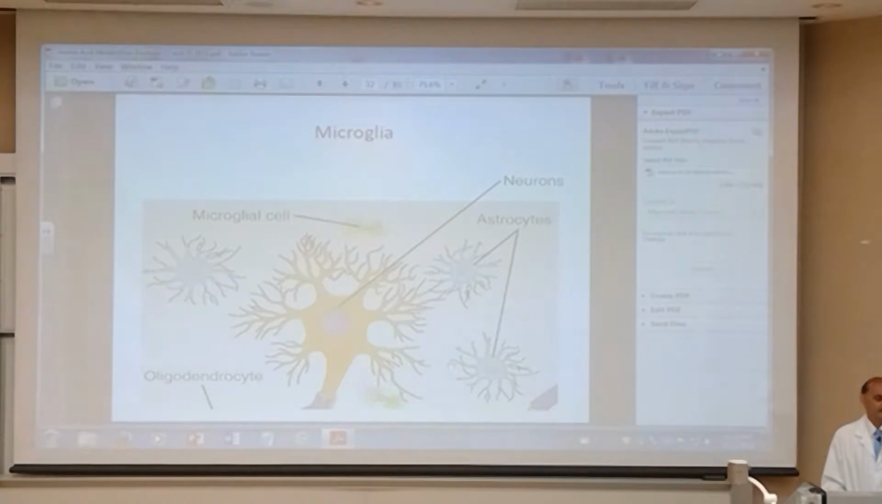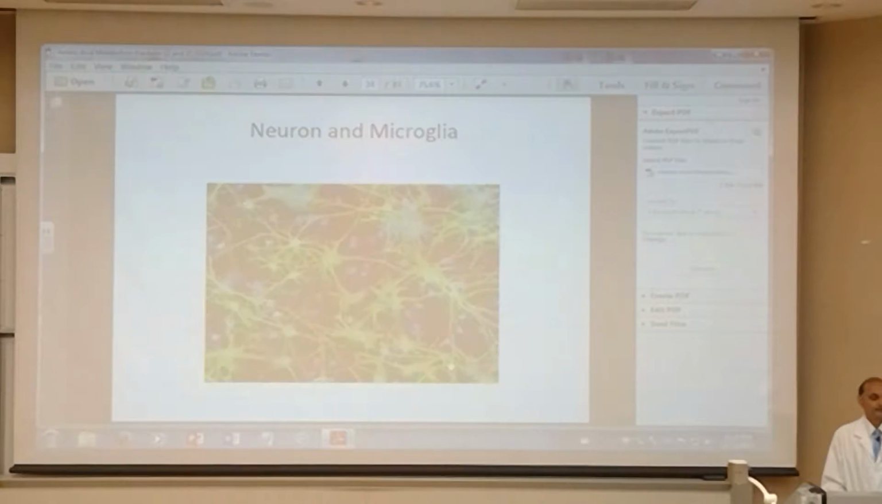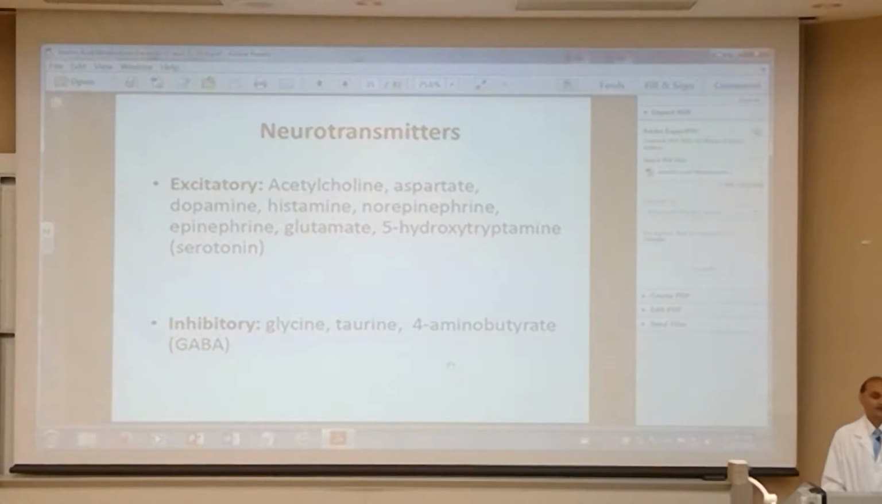And once again, microglia is the brain's own immune cells, and then oligodendrocyte makes the myelin, and the astrocytes, they are thought to clear some of these neurotransmitters, right? Excitatory versus inhibitory. Excitatory, in general: acetylcholine, aspartate, dopamine, histamine, norepinephrine, epinephrine, glutamate, serotonin. And then the inhibitory types that we talked about are glycine, taurine, and 4-aminobutyrate or GABA, right?